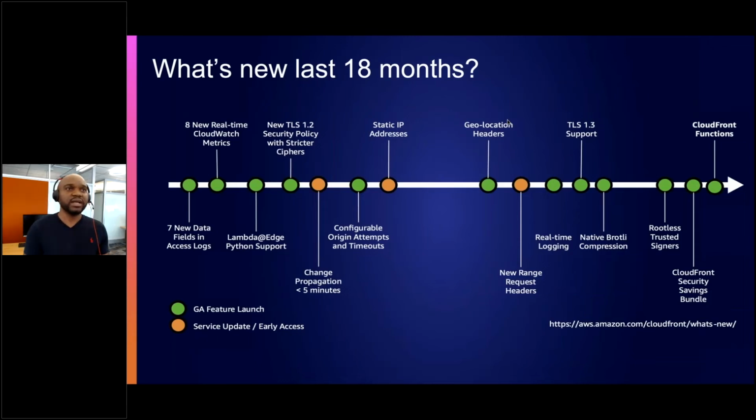So what have we released in the past 18 months? I will not provide this in detail here, but as you can see, we innovate a lot. There are new features on, I would say, a weekly basis. And these are the largest features we released in the last few months. I can maybe elaborate on cache key and origin request policies.